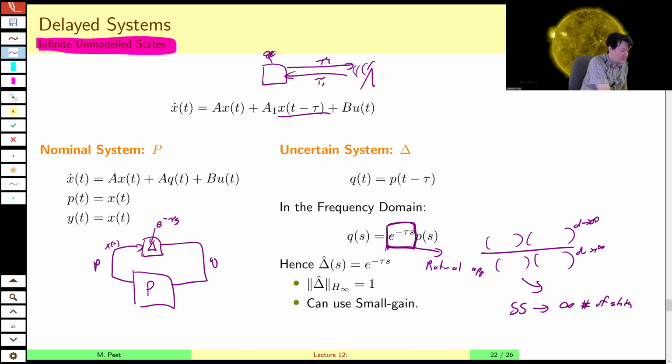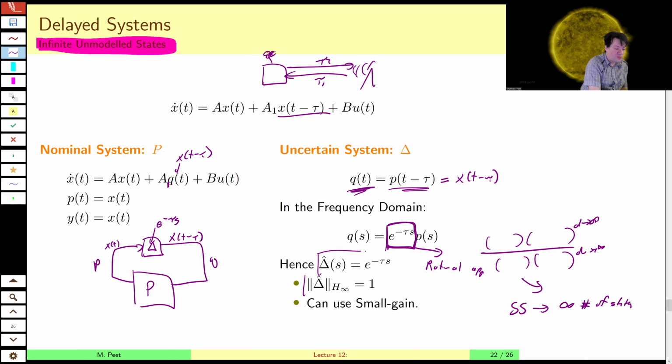So x of t goes into the uncertainty and comes out as x of t minus tau. What comes out is x of t minus tau, and then gets put back into the system through, actually that should be a 1 there, a matrix 1. So that's x of t minus tau. Okay. So we've equivalently represented the system as an LFT.